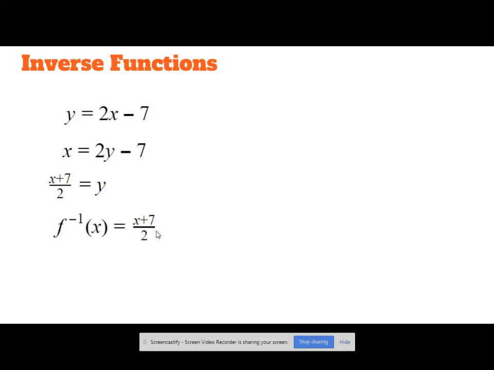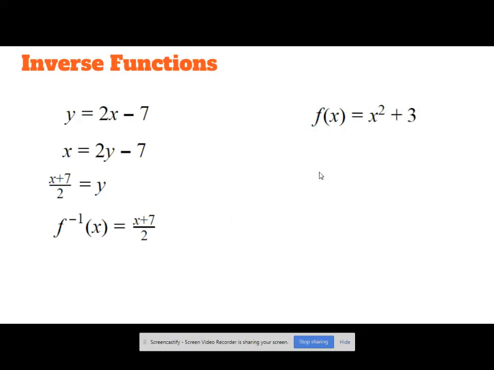If you took a number, let's say 3, and did 2 times 3 minus 7, you'd get negative 1. And if you plug that back in here, negative 1 plus 7 divided by 2, we're going to get right back out again, 3. And so they do cancel each other out, so to speak. All right, let's look at another example here.